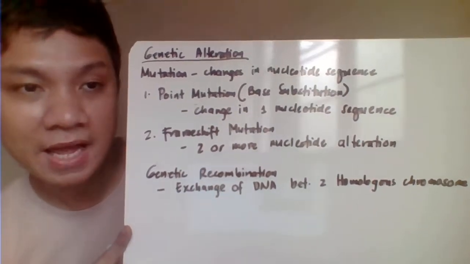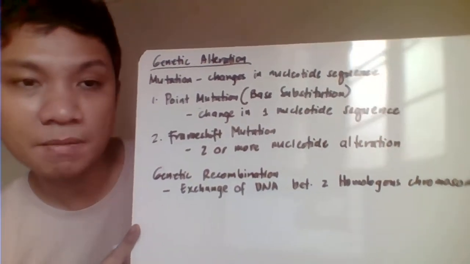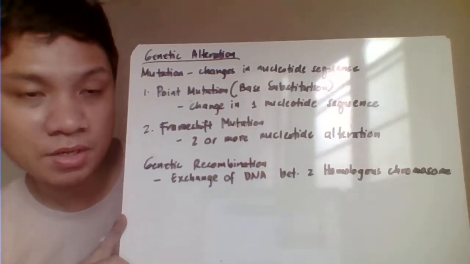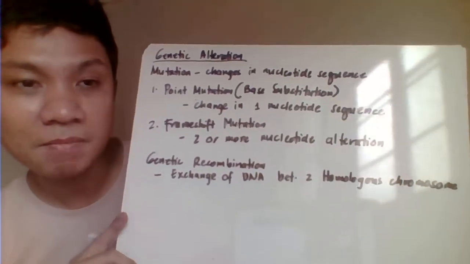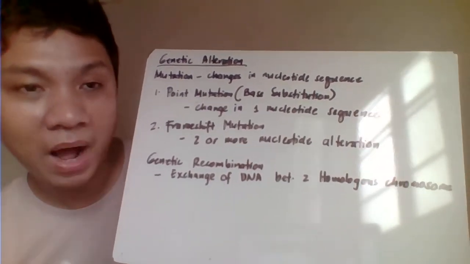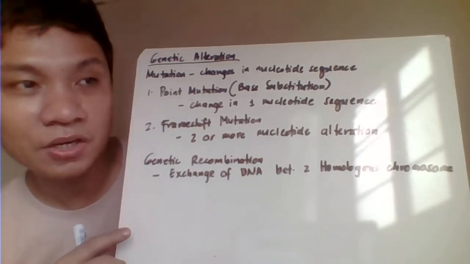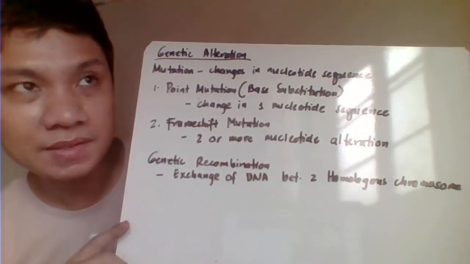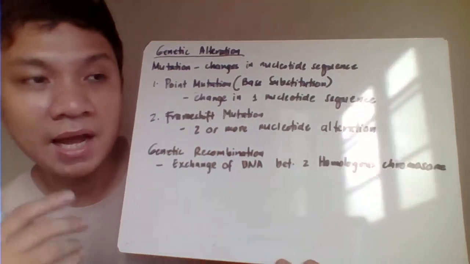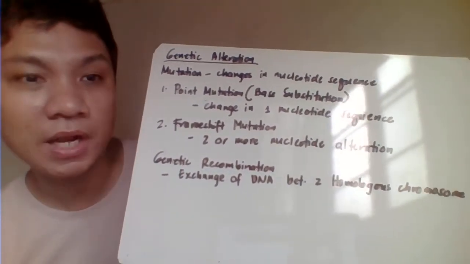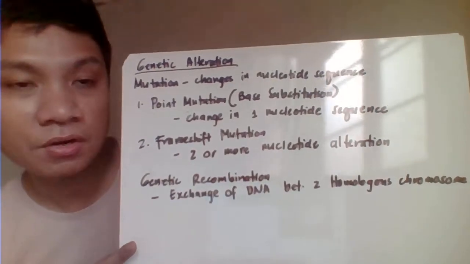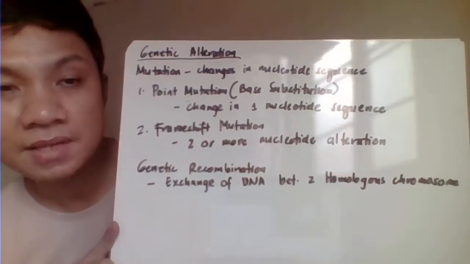So we have here different types of mutation. The first one is the point mutation, or what you call base substitution. This is characterized by only one alteration in only one DNA or nucleotide sequence. So instead of adenine in that position, it was replaced by a nucleotide that should not be in that position. You call it a point mutation or base substitution.